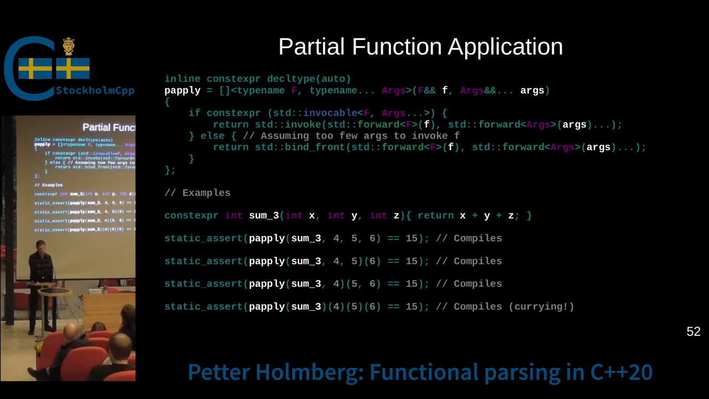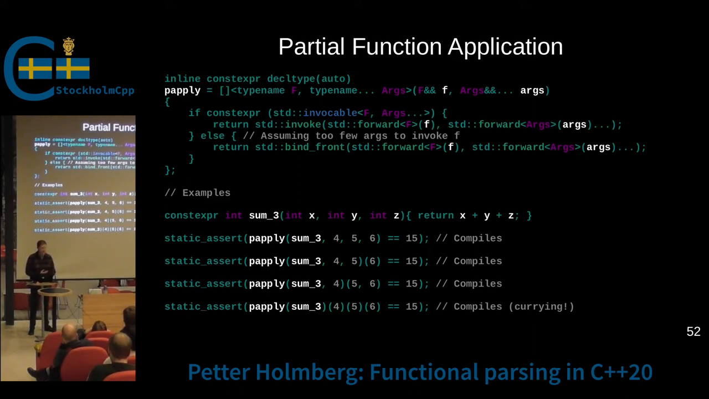Okay, so with this, now we have the option. If we have a function like sum3, we could call it as normal, just pass it to pApply and call it once. But we can also go the other extreme. If we have this function with three arguments, we could call it three times, passing in one argument at a time, like at the bottom here. And that's known in functional programming as currying, which you probably heard about.